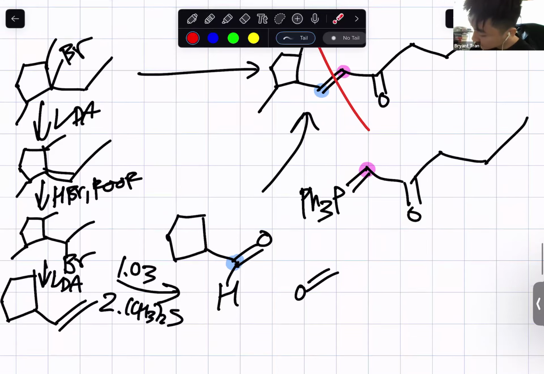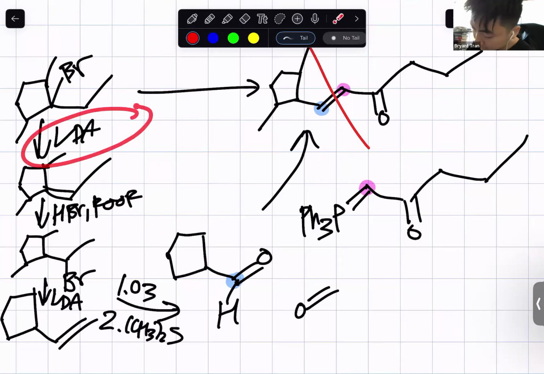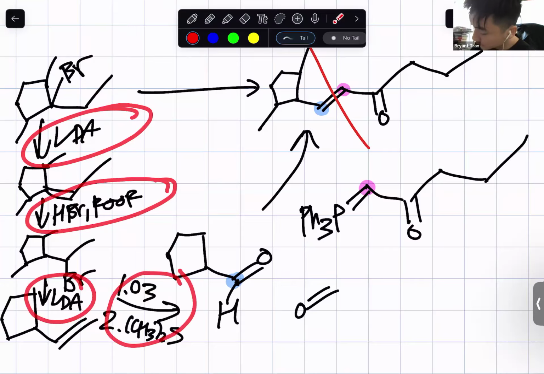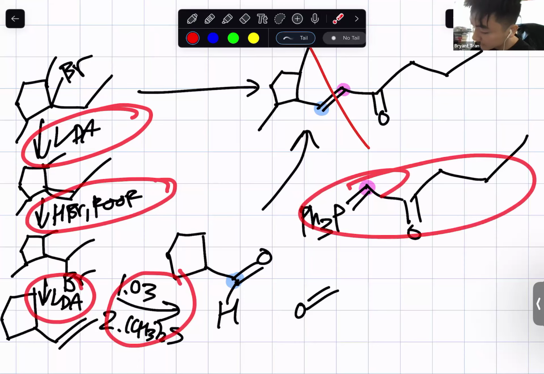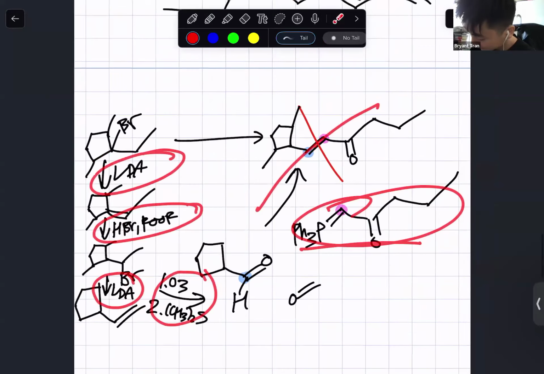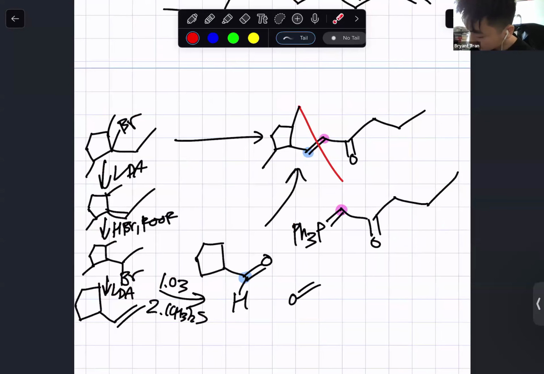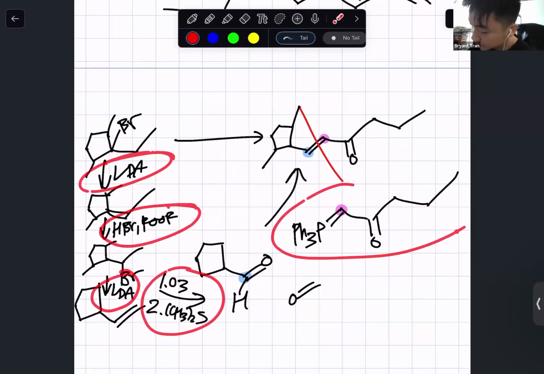To summarize this whole synthesis problem, the first thing we did was E2 Hoffman, and then we did radical hydrobromination, and then we did E2 Hoffman again, and then we did ozonolysis, and then we did the Wittig reaction with the conjugated ylide to get the E or trans alkene here. So this is old material. This is Minton 1 material, and this is chapter 17, final material.